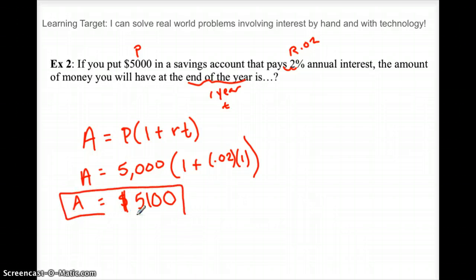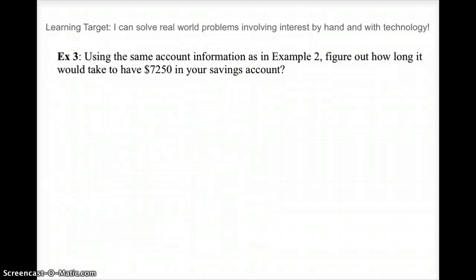So we would have earned $100 in interest. Okay, here's another one. Using the same account information as example 2, figure out how long it would take you to have $7,250 in a savings account.